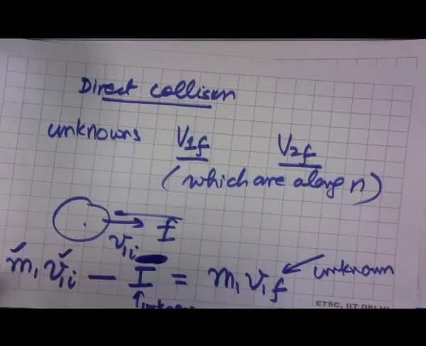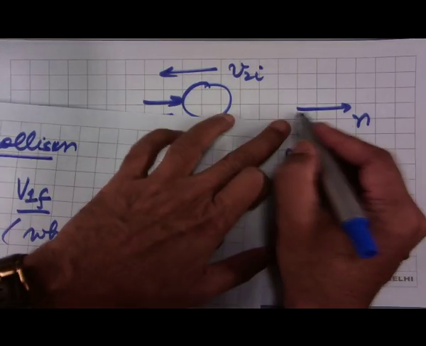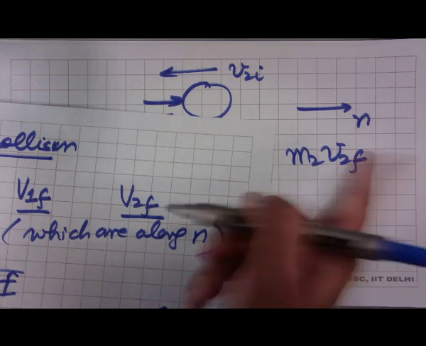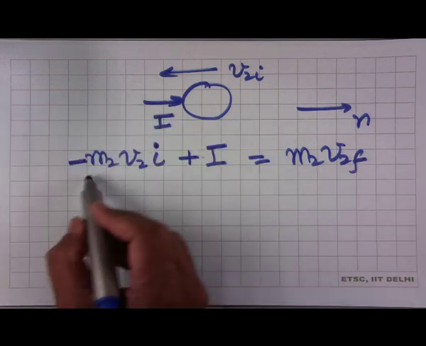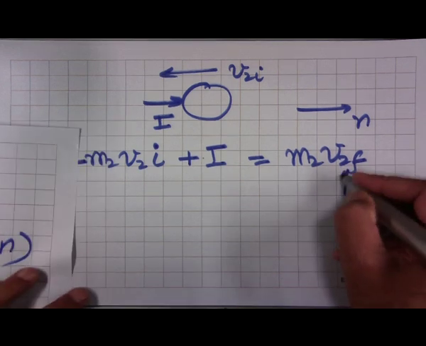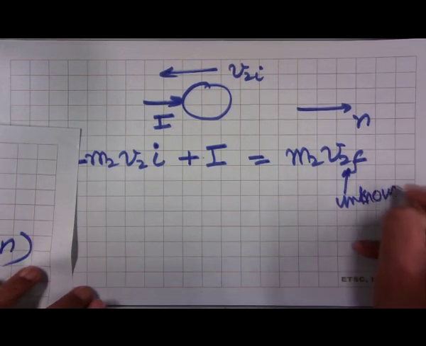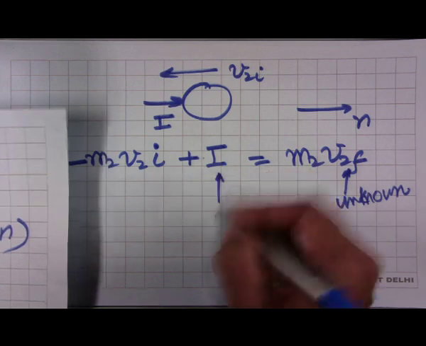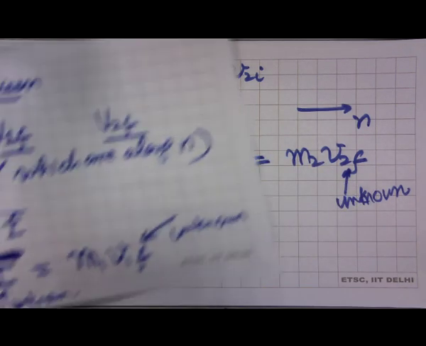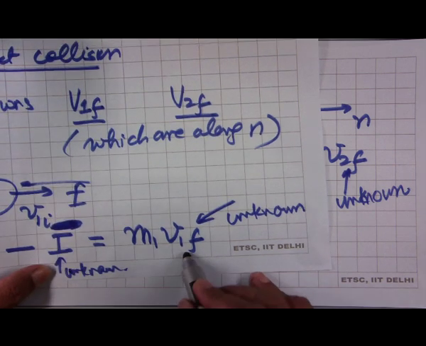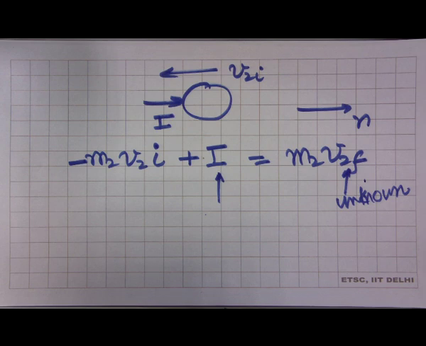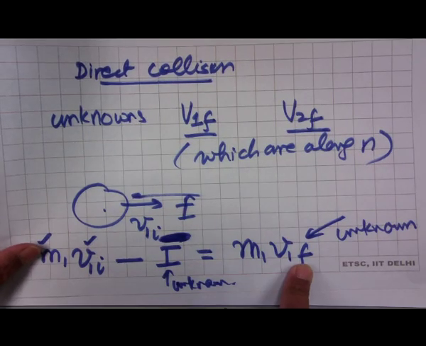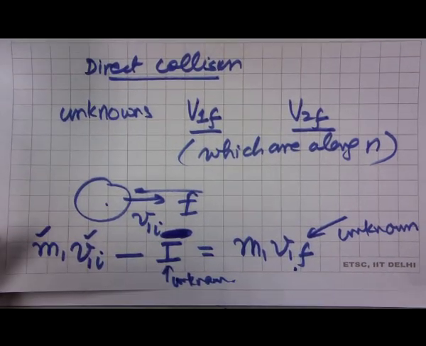All the unknowns, we will assume them to be along positive direction. Now, notice I have written these equations assuming the right hand n as positive, and that is why I put a minus sign here. Now, if I count these equations, V2f is also an unknown. This I has already been counted. We have one unknown I, the second unknown V1f, and V2f is the third unknown. There are only two equations, and so that means we are one equation short.